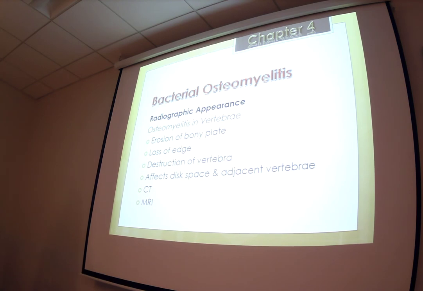So osteomyelitis in the vertebrae, you'll see an erosion of the bone plate, loss of the edges of the bodies of the vertebrae. You'll see some destruction in the vertebrae. It also will affect the disc space and adjacent vertebrae. And again, CT and MRI will be used to visualize it.